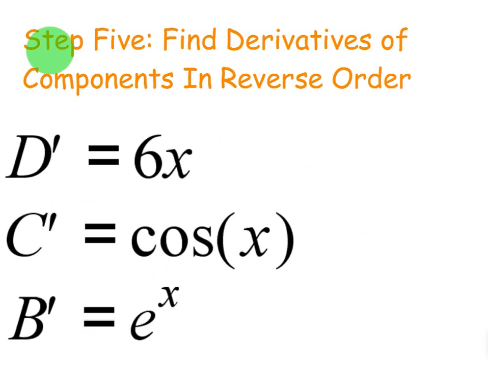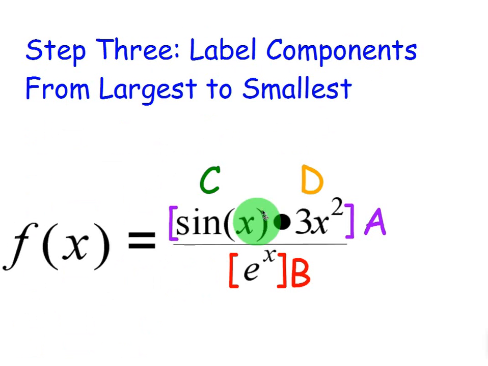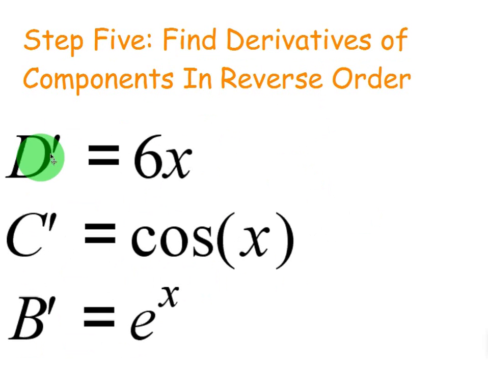And then what you want to do is find the derivatives of the components in reverse order. So basically start with the smaller components, or the later letter in the alphabet, and then move backwards. So I'm going to find the derivative of d first. Derivative of 3x squared is 6x using the power rule. Derivative of sine of x is cosine of x. That's my c prime. Derivative of e to the x is e to the x, which is my b prime. So there's that.